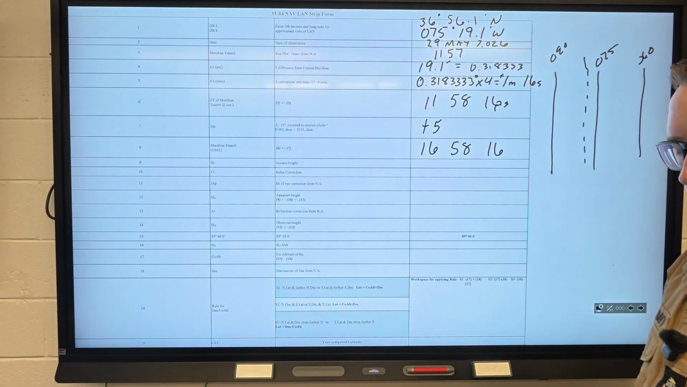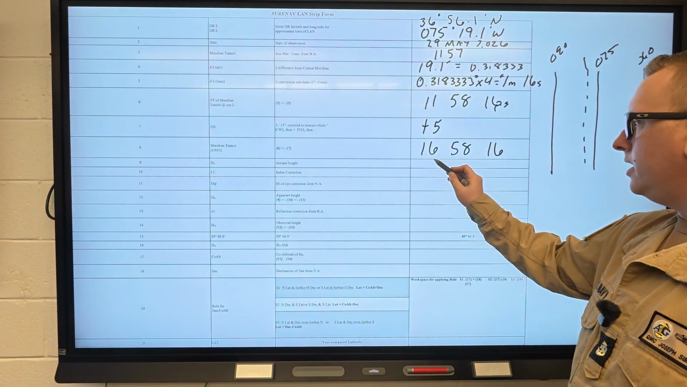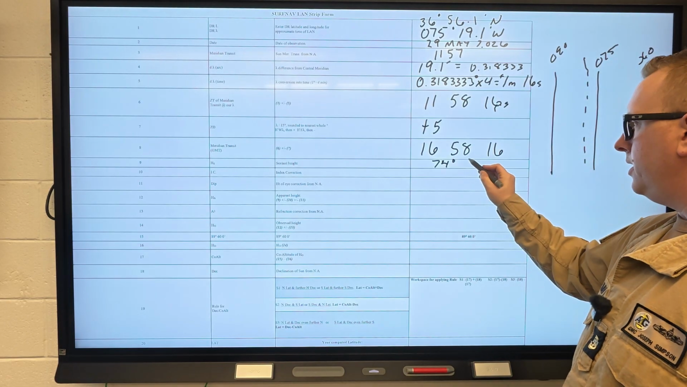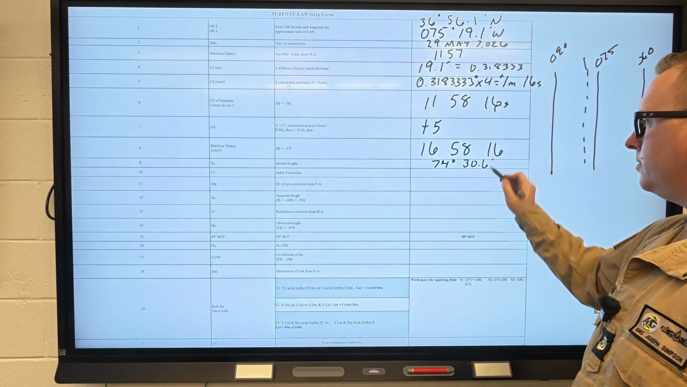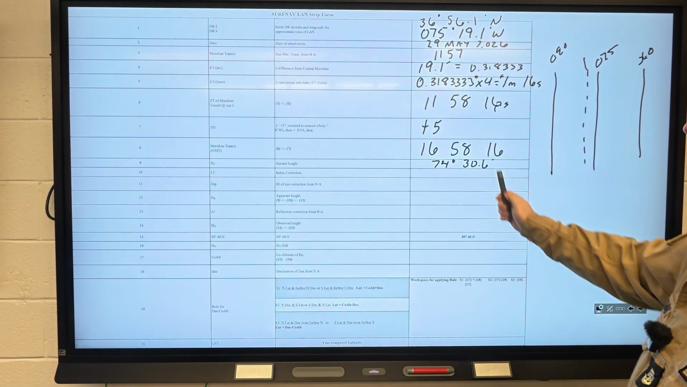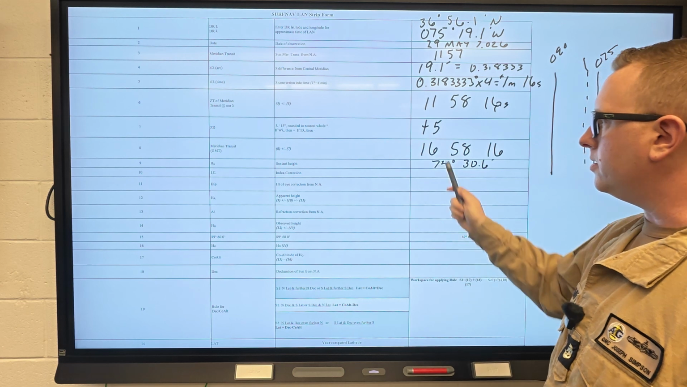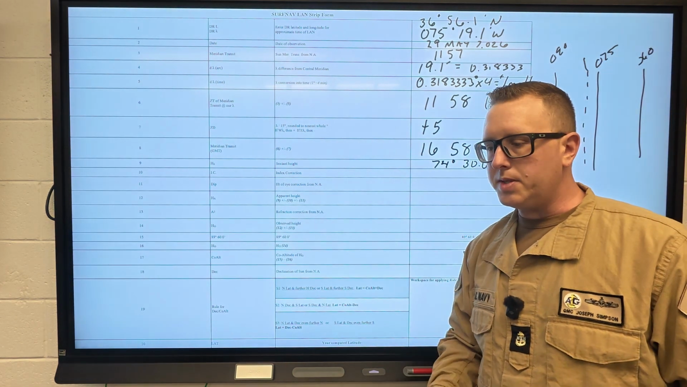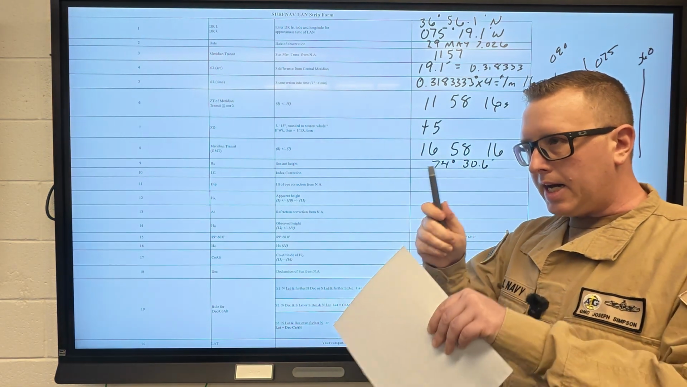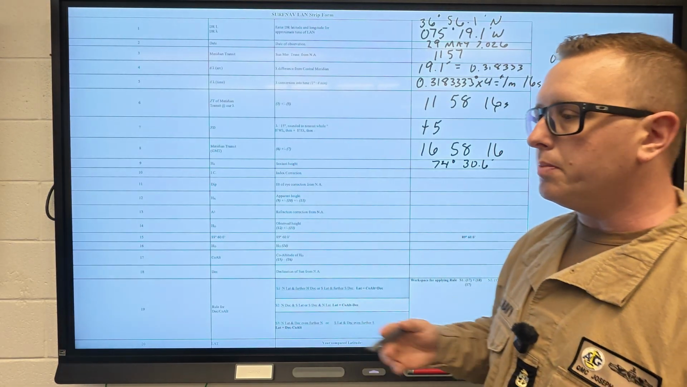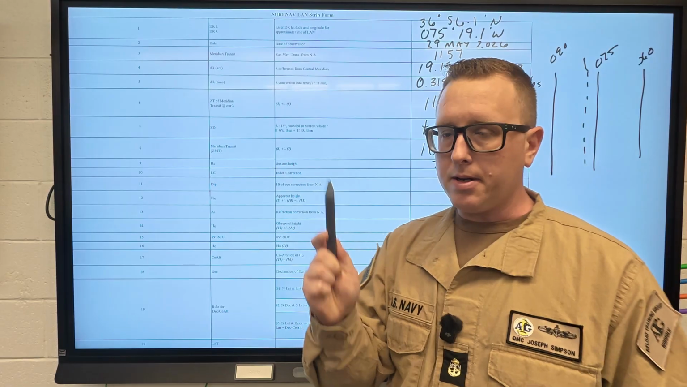Now we're done with that part, we're going into the sextant itself. For this example, when I went out there with my sextant, I got 74 degrees, 30.6 minutes. So basically at the time of 11:58:16, or 16:58:16 if you're going off GMT, that is the time that I got my HS. That's the time of local apparent noon when the sun was at its peak.